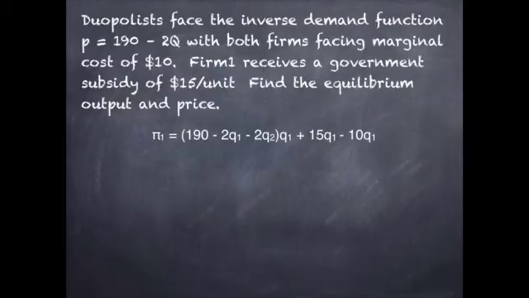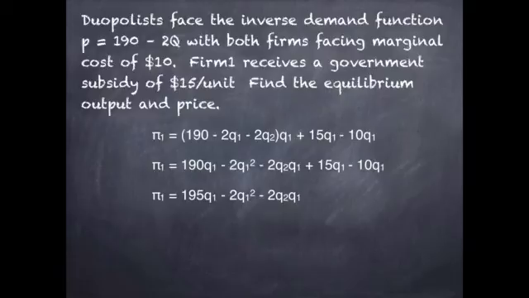So what we're going to do is multiply Q1 through here. When we multiply Q1 through those brackets, we get 190Q1 minus 2Q1 squared minus 2Q2Q1 plus 15Q1 minus 10Q1. If we simplify that out, on the right-hand side here, we have 15Q minus 10Q, which leaves us 5Q over. So we add that into the 190Q1, and that gives us the profit is equal to 195Q1 minus 2Q1 squared minus 2Q2Q1.